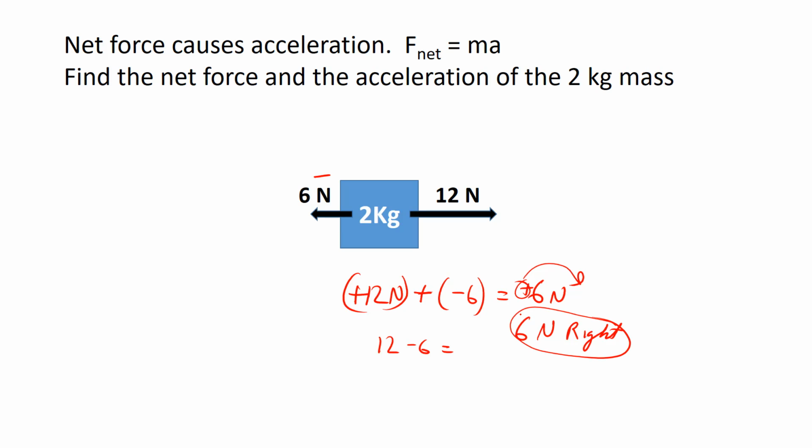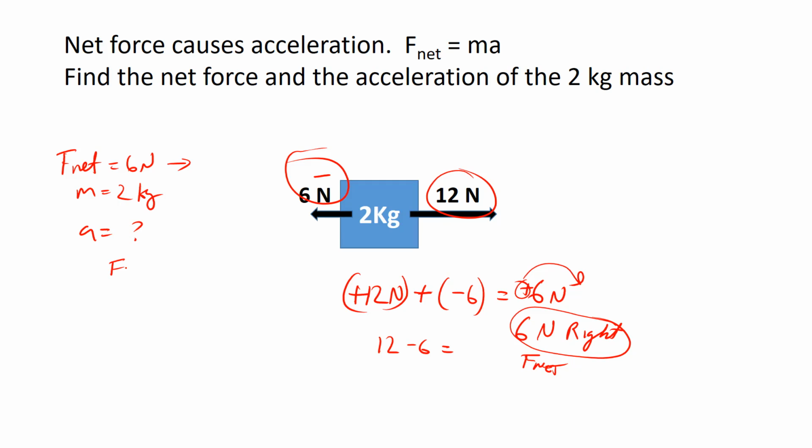So now, once you have the 6 newtons right, this is our net force. Neither of these forces alone causes acceleration, but the net force, F net, here is 6 newtons to the right. And we have a mass of 2 kilograms. To solve for acceleration, we go F net equals mass times acceleration. I just left off the net for the sake of doing the calculation. Acceleration equals force over mass. The force was 6 newtons, the mass was 2 kilograms, and therefore our acceleration would have been 3 meters per second squared.